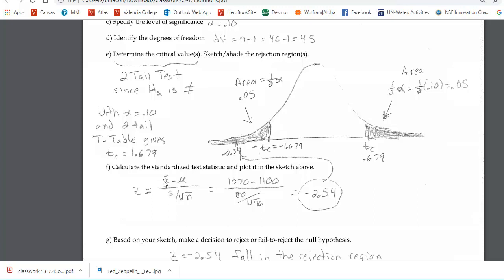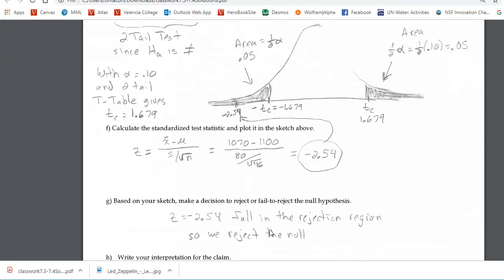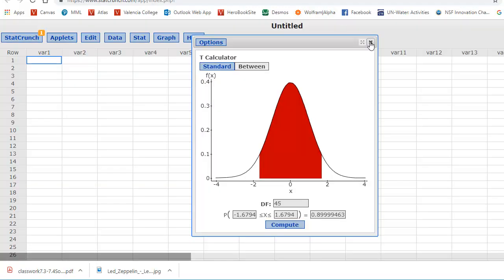Now again, for our sample of 46 light bulbs, that sample had a mean of 1070, and the claim of the population was 1100. So we plug all that in by hand, and we get negative 2.54. Doing all this by hand, negative 2.54 would fall inside the rejection region, so we would reject the null hypothesis. Now, if I'm using StatCrunch, how do I do this?